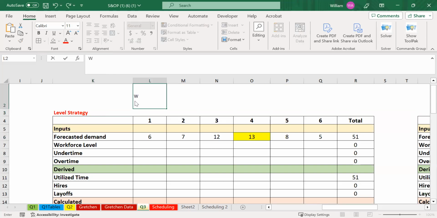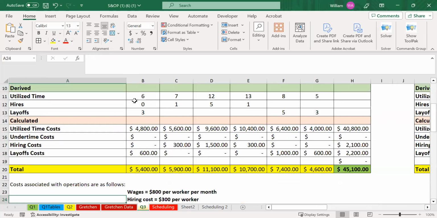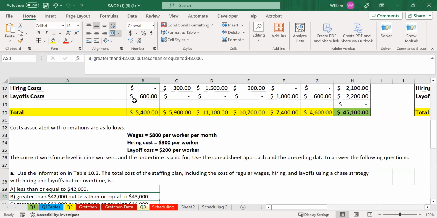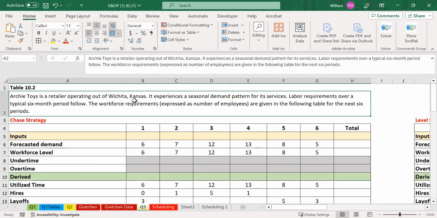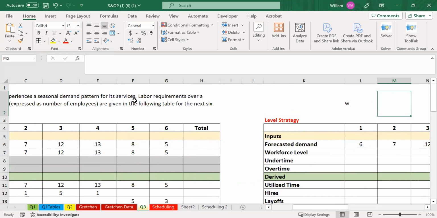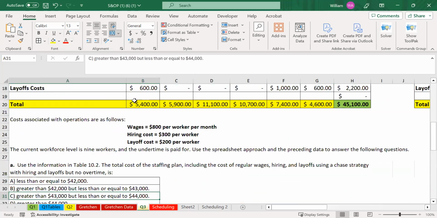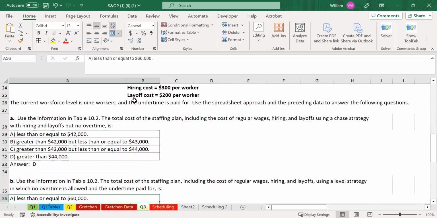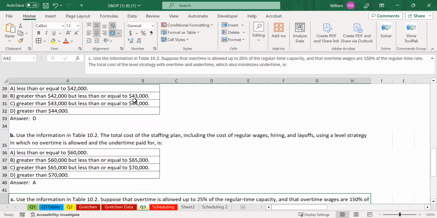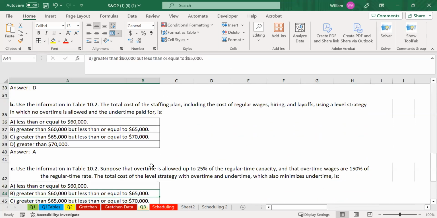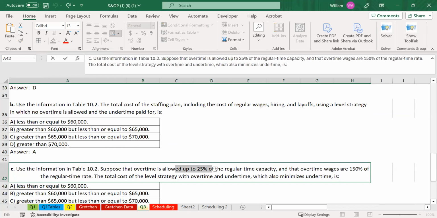Okay. The next thing that I need to know is how much are we paying for overtime? What does it say here? Do we have information on overtime? Typically you're going to have information given to you on overtime. Let me make sure I have that information. Okay. Suppose that overtime is allowed up to 25%.